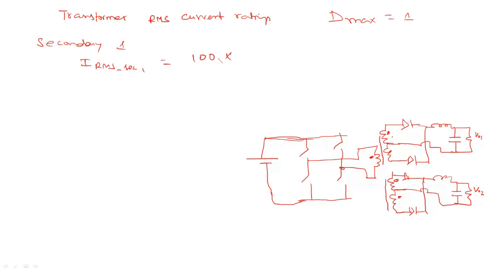So given this center tapped arrangement, the secondary current would be given by the full inductor current whenever it conducts, and the ratio of the time for which it conducts in one switching period. So that would be 0.5, so square root of 0.5.